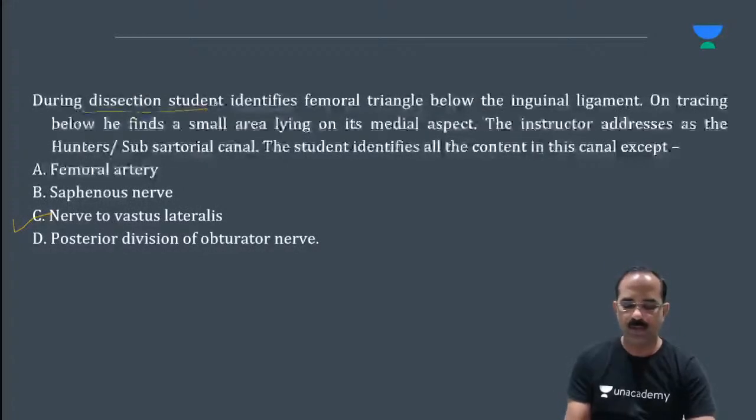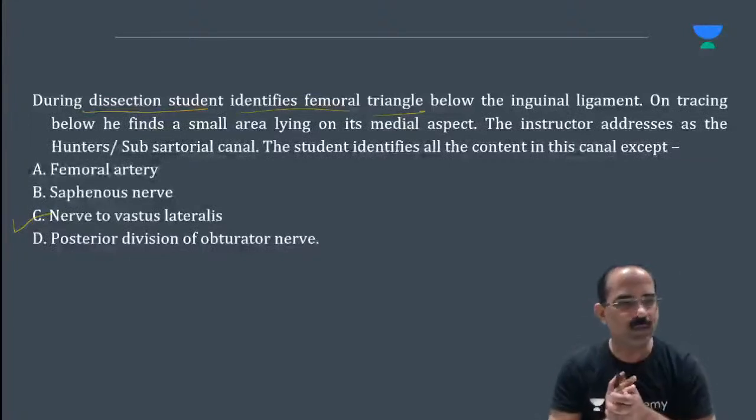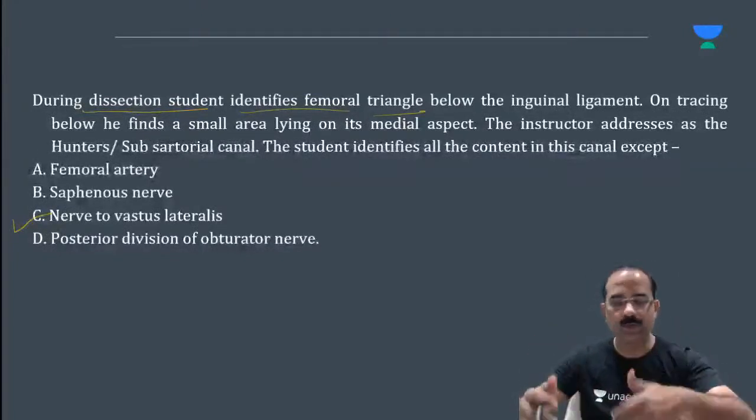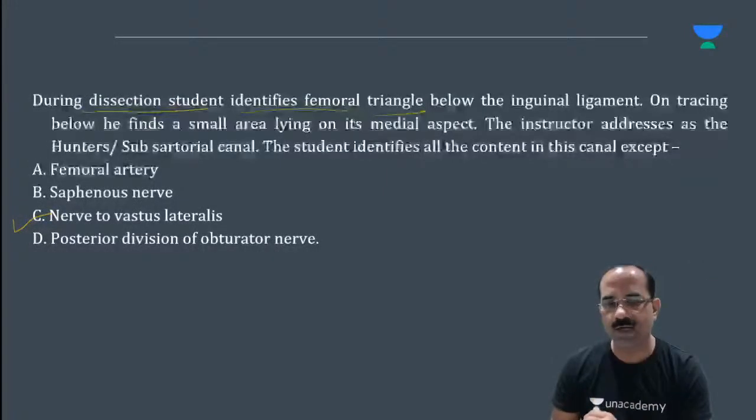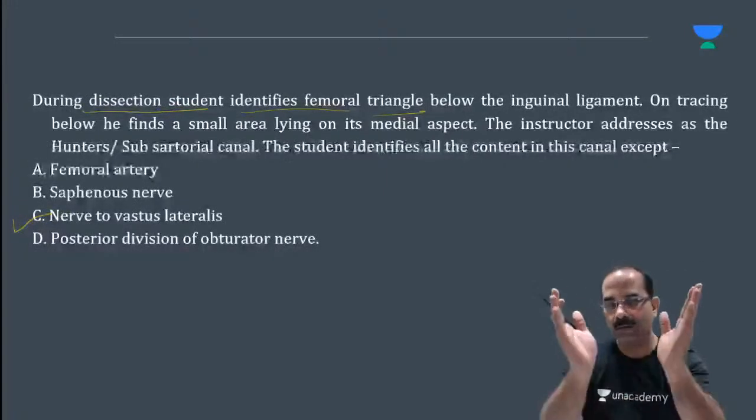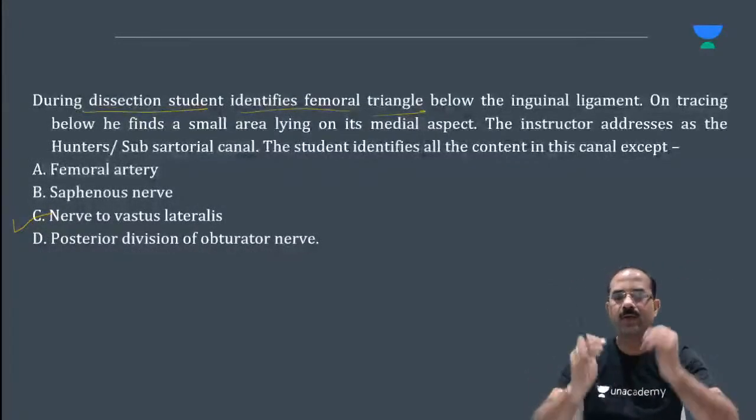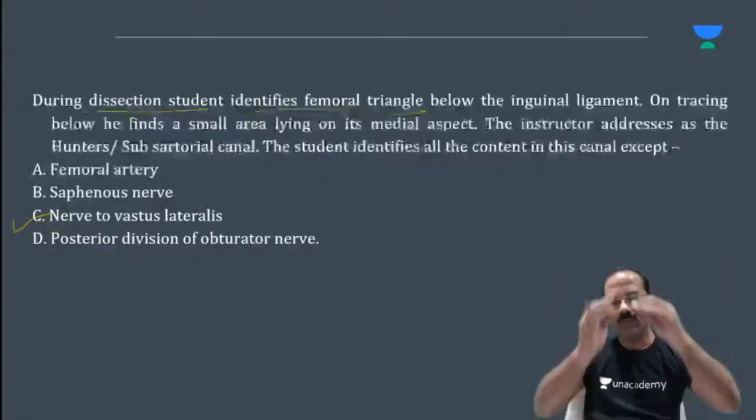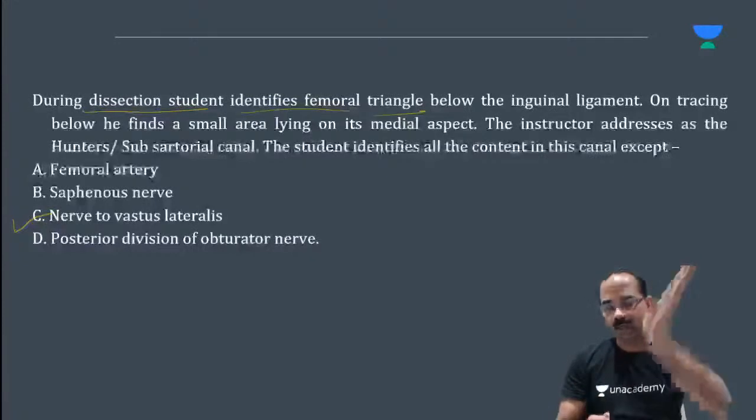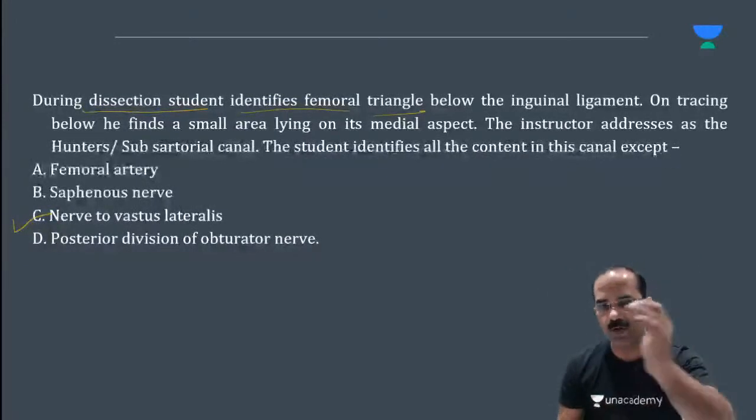Have a look. During dissection, a student identifies the femoral triangle. Anyone, what are the boundaries of the femoral triangle? Now that the femoral triangle has come into the discussion, laterally is the medial border of sartorius. Medially is the medial border of adductor longus. The base is formed by the inguinal ligament. So that becomes the femoral triangle.